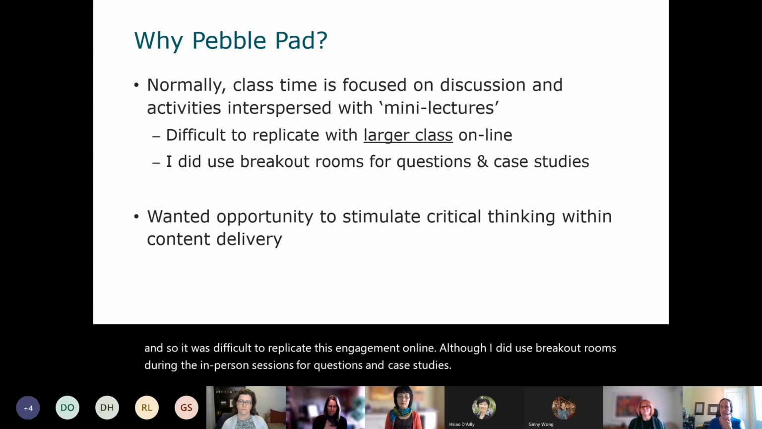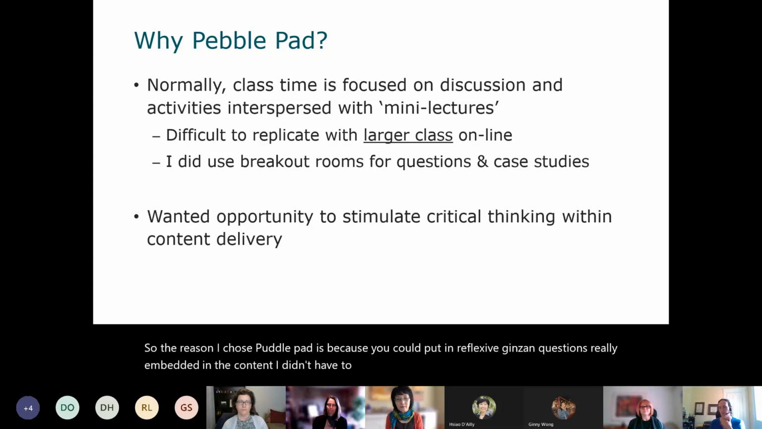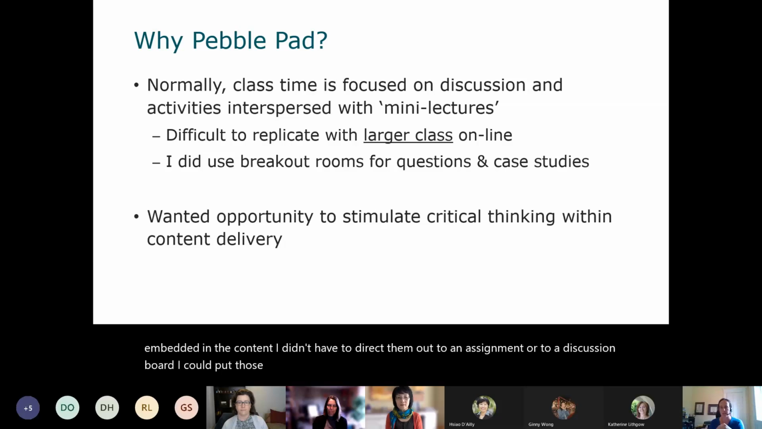So the reason I chose PebblePad is because you could put in reflections and questions really embedded in the content. I didn't have to direct them out to an assignment or to a discussion board. I could put those questions right intermixed with the content.